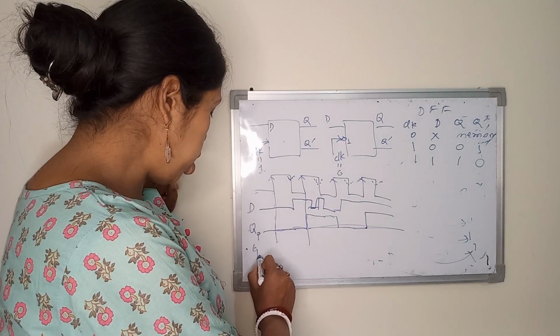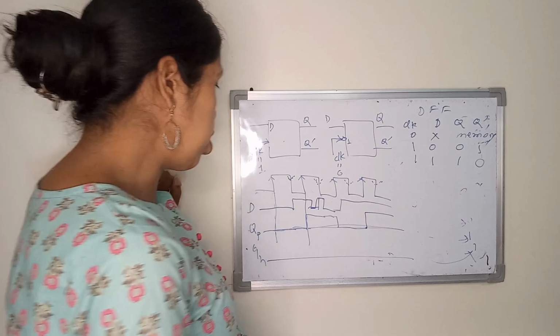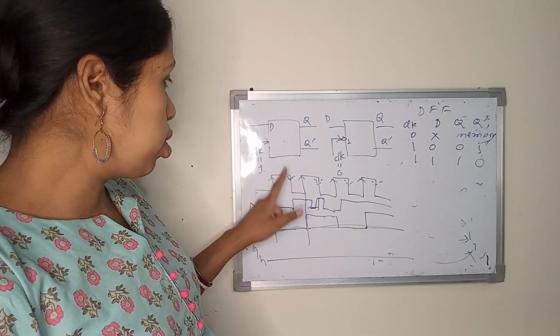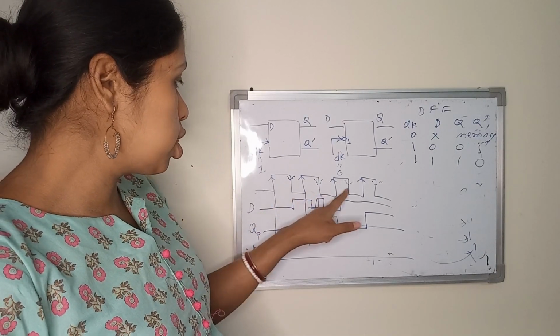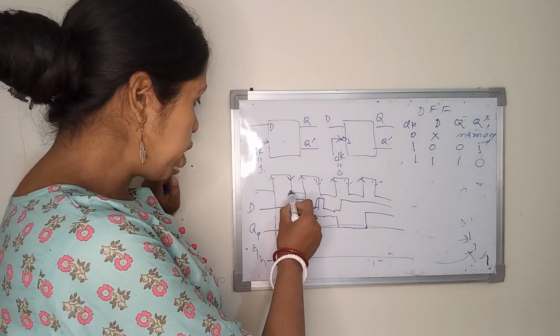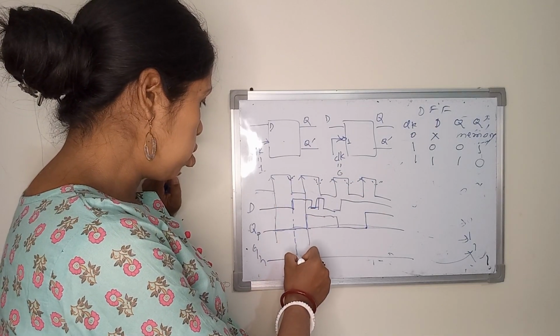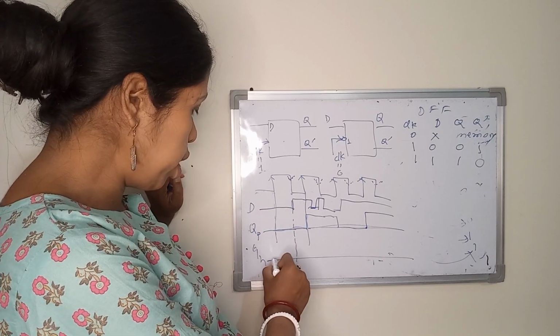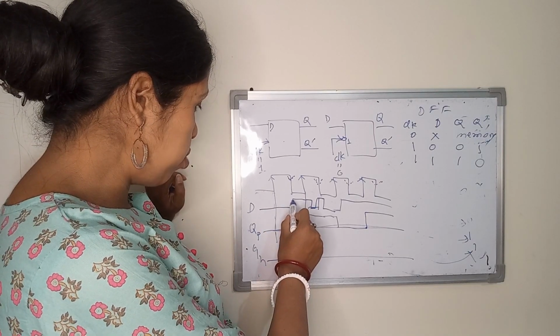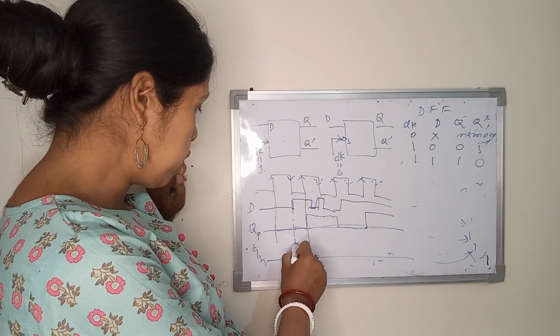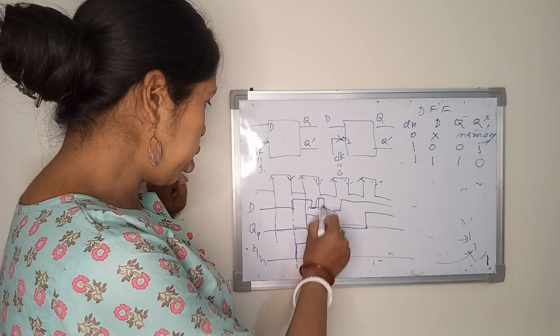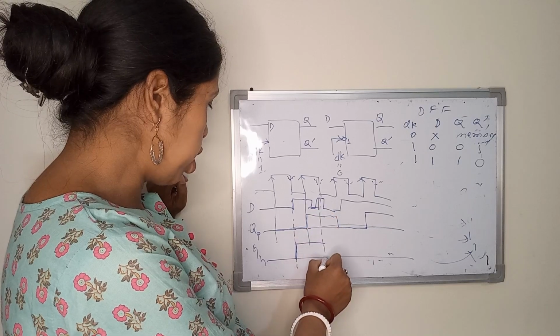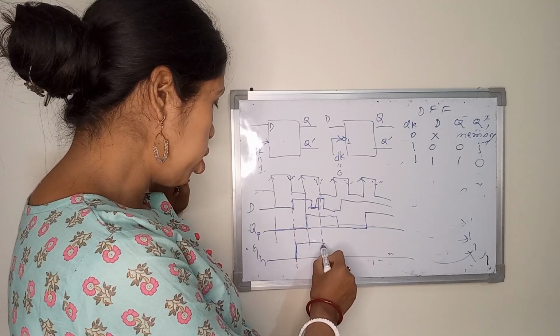Now if we want to write the output for the negative edge trigger, the D flip flop will be activated at these points. At other moments nothing will happen. At that moment only, the D output will reflect here. At that moment also D is 1, same.